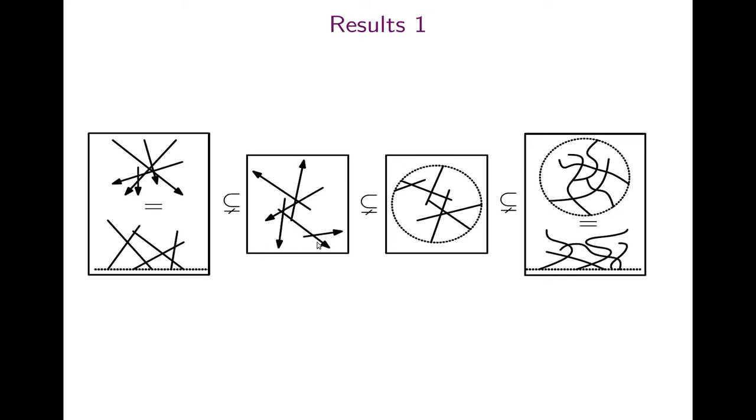We show also that there's a containment relation between rays and outer segments, but again, this relation is strict, and a containment relation between outer segments and outer one strings. And outer one strings are the same as grounded one strings, and again, this relation is strict.